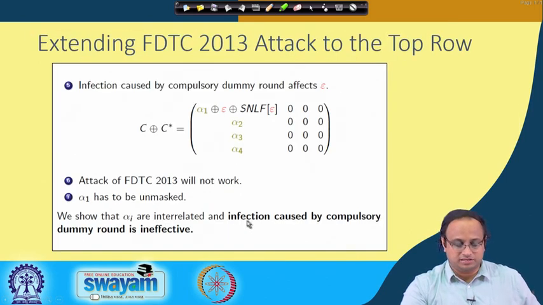And therefore it is difficult for us to extend the FDTC attack to the top row. It was claimed that the attack will probably not work, because alpha 1 has to be unmasked to get the value of epsilon XOR SNLF epsilon. But now we show that all these alpha i's, alpha 1, alpha 2, alpha 3 and alpha 4, are actually interrelated, and therefore you can remove their effect and obtain the value of epsilon XOR SNLF epsilon.